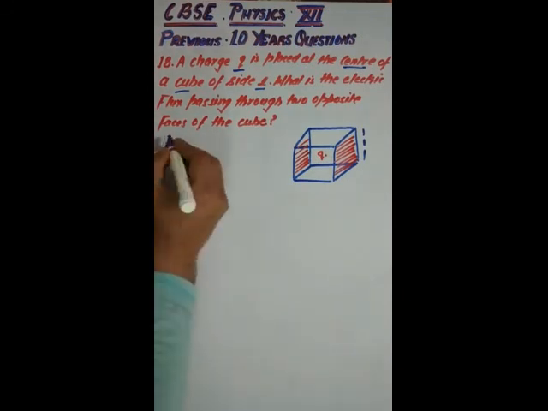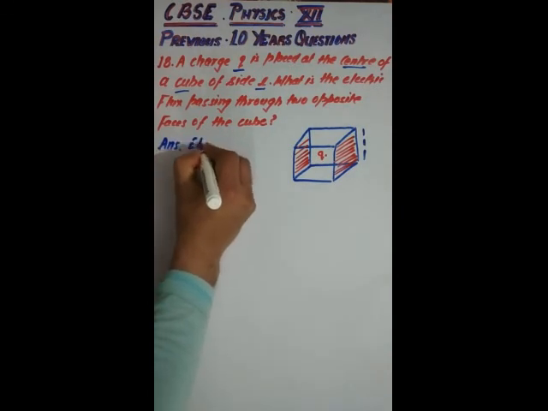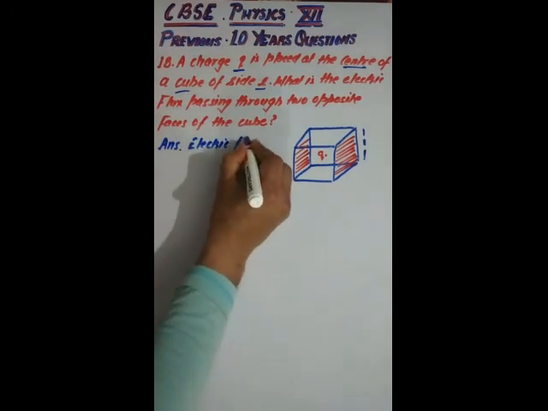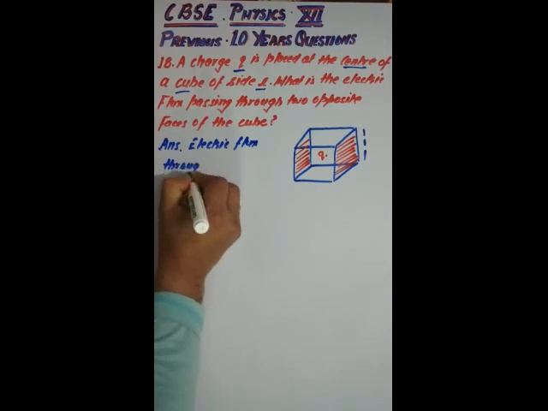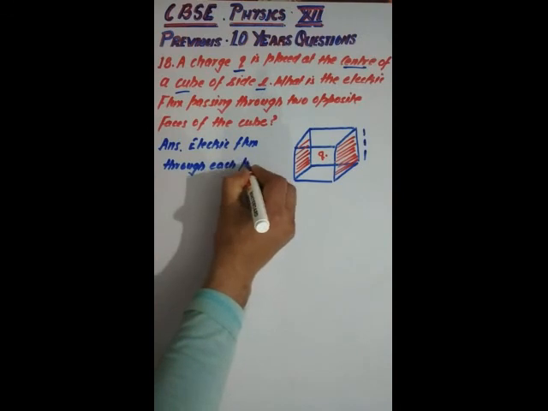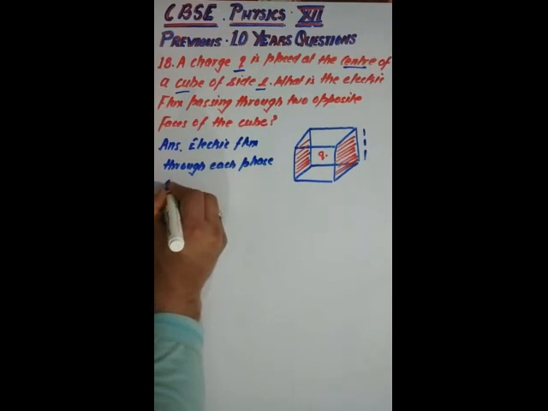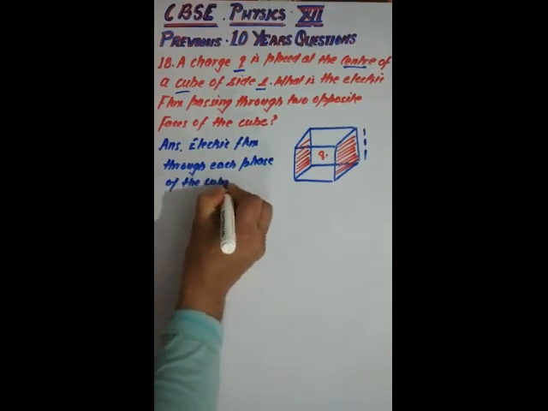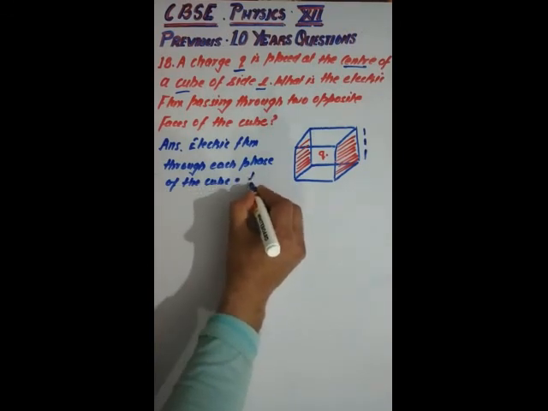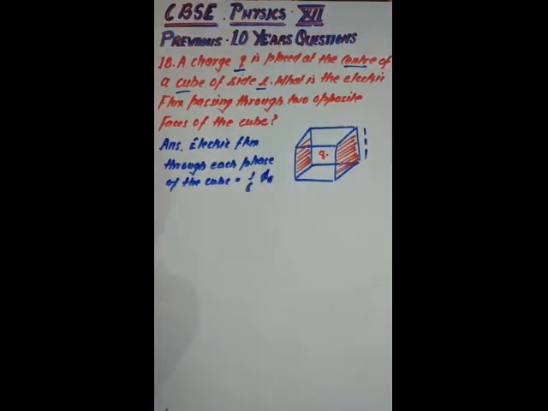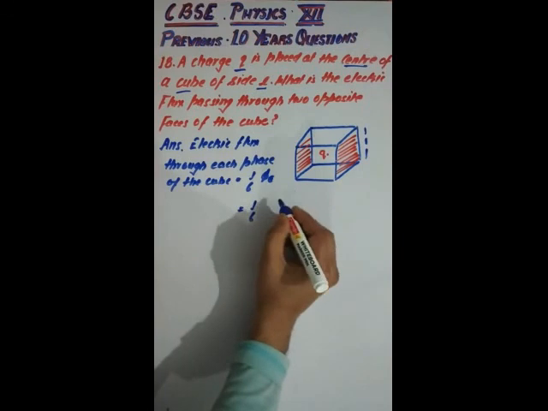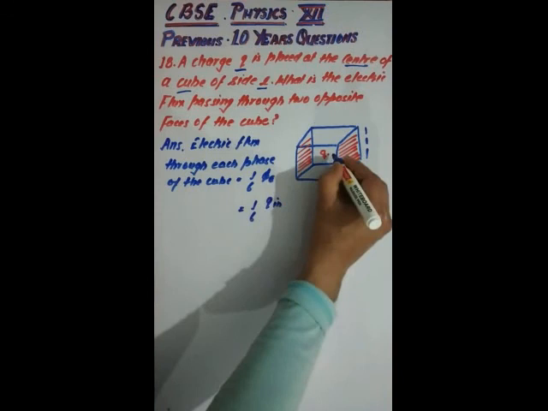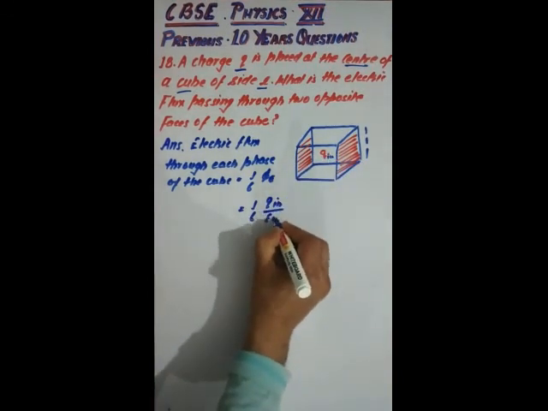We know that electric flux through each face of the cube is 1/6 part of the electric flux, 1/6 because cube has 6 sides, charge enclosed upon epsilon naught.